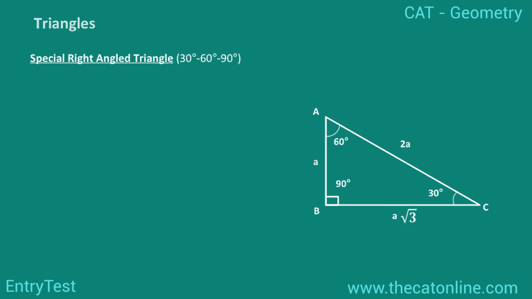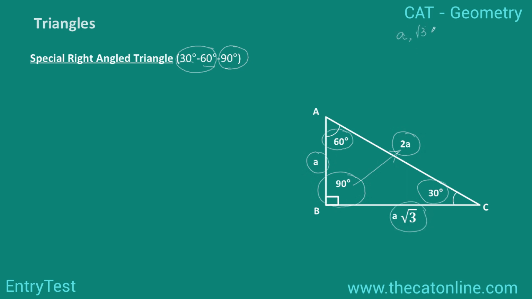The other that you have is a special right angle triangle which is a 30, 60, 90. One is 90, the other two angles sum up to give you 90, but they are not equal. One of the angles is equal to 60, the other angle is equal to 30. Since it is the largest angle, the side opposite to it has to be the largest side. The other two sides are given by a and root 3a. So this is the thing that you need to remember.